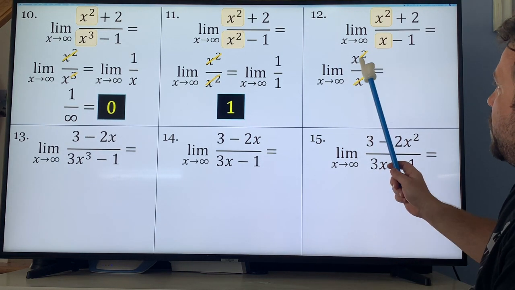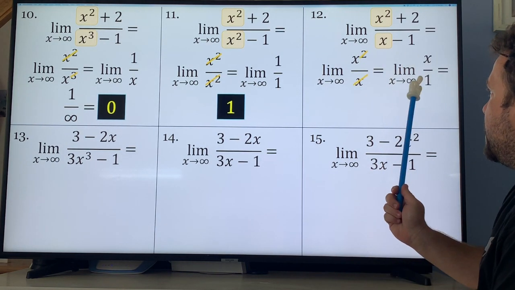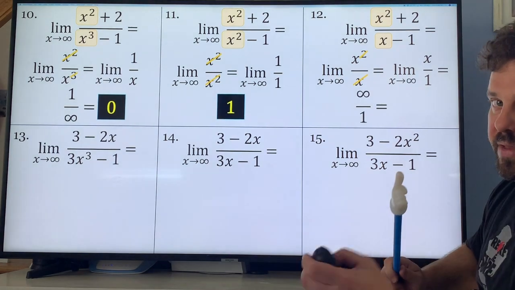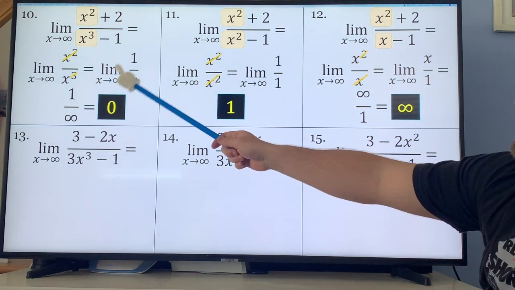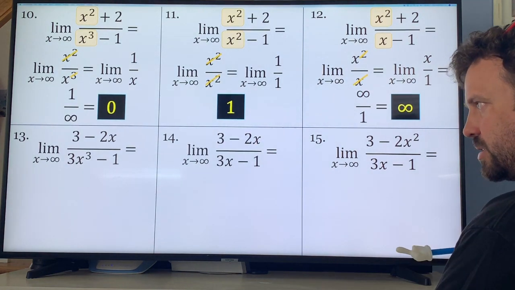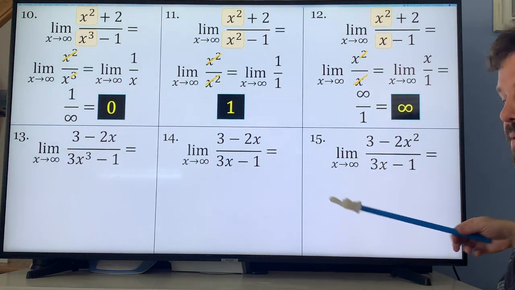Cancel. You're left with 1x on top. So the limit of infinity over 1, infinity divided by any number, is indeed infinity. All right, these are very easy questions. Hopefully you completed these as well. If you mess these up, retry these problems.